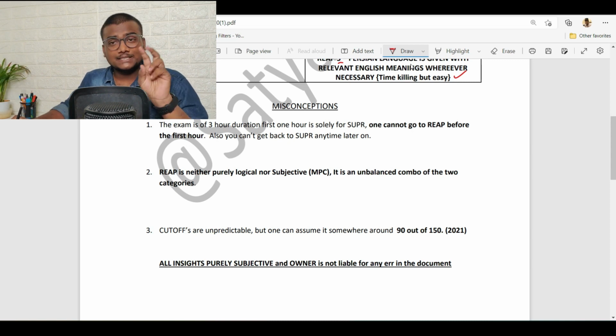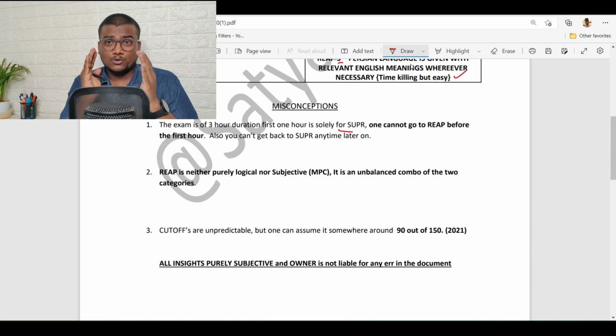He said that the exam is 3 hours in duration. First 1 hour is solely for SUPR. One cannot go to REAP before the first 1 hour. Also, you can't go back to SUPR anytime later on. For example, I'm saying, your exam slot is 9 to 12.